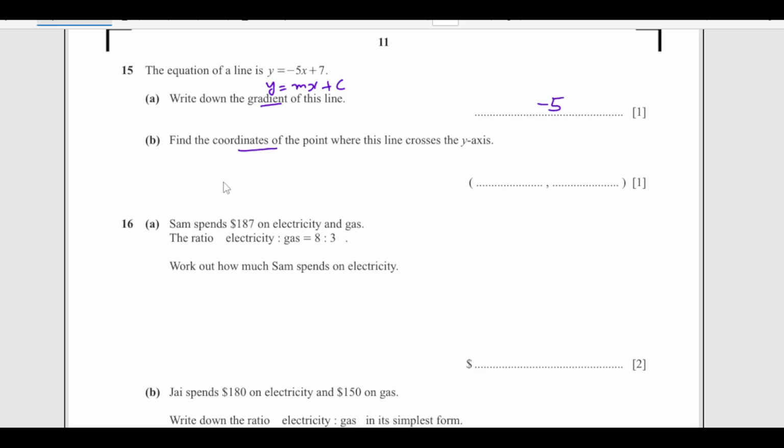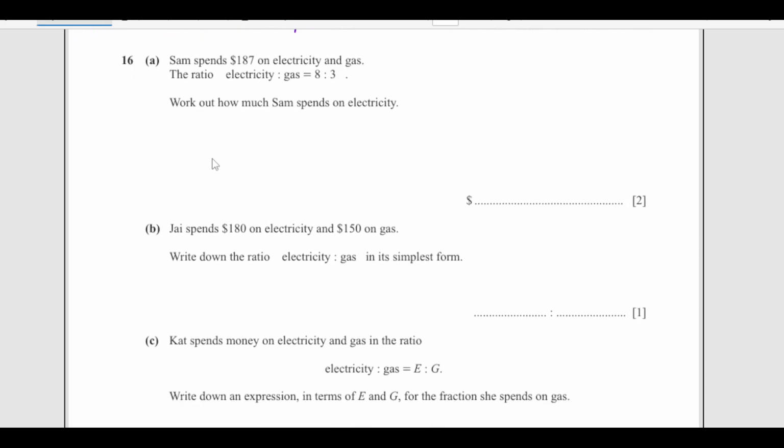Find the coordinates of the point where the line crosses the y axis. Let us say it is like this. This is our x axis and this is our y axis. A line is crossing the y axis, so this is the point. Here the value of x is 0. So, when x is 0, what will be y? y is going to be minus 5 times 0 plus 7, so 7. The coordinates will be 0 and 7.